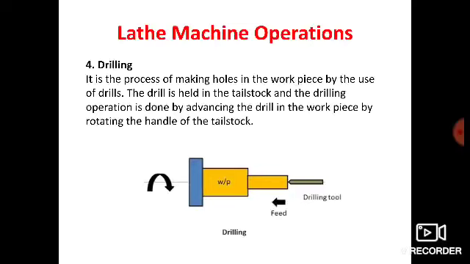You can perform drilling operation on a lathe machine also. For that you have to clamp or fix the drill bit in the tailstock, and then the tailstock is advanced towards the workpiece by rotating the handle which is provided on the tailstock, and with that you can perform the drilling operation.